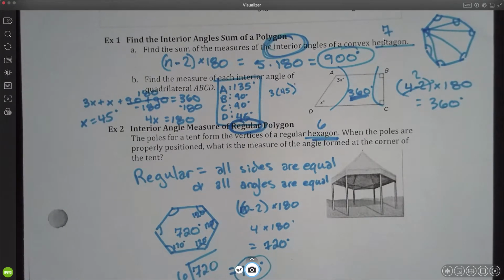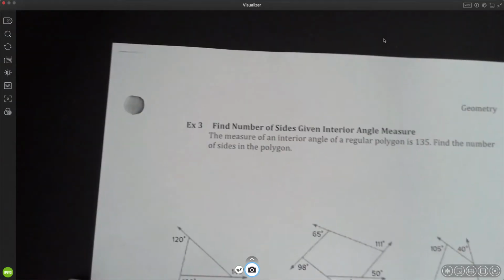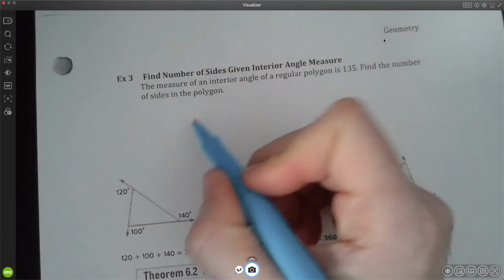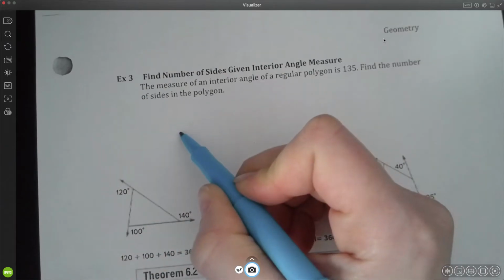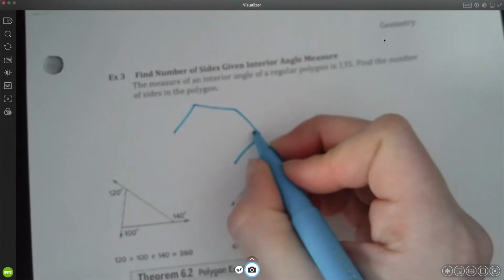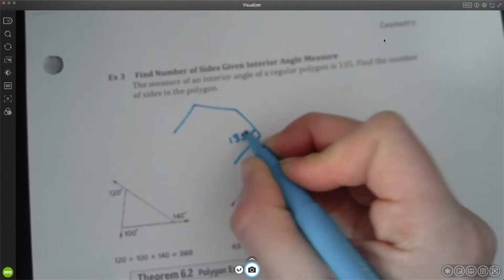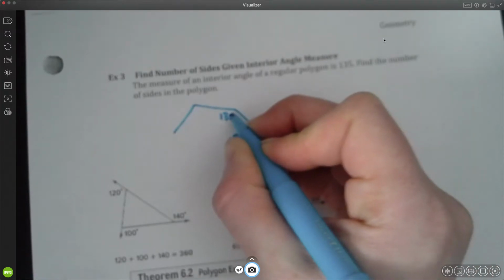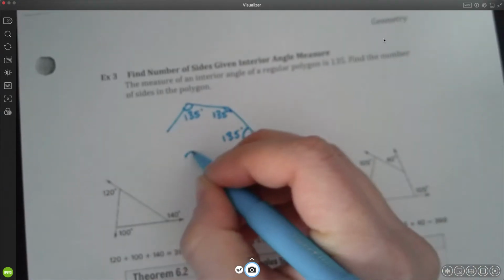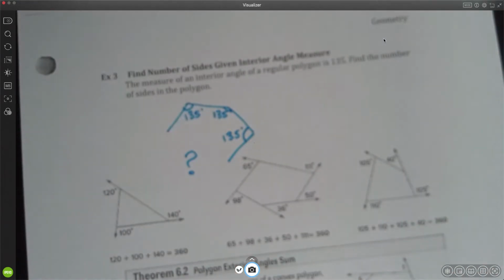Okay? Now, they are going to flip it around on you just a little bit, and instead of telling you how many sides there are, they're going to say you have a figure, and each one of these angles is 135 degrees. 135, 135, 135, but we don't know how many sides there are.